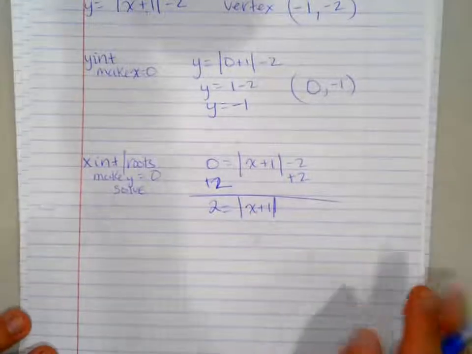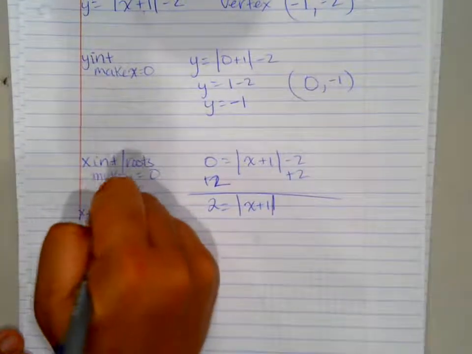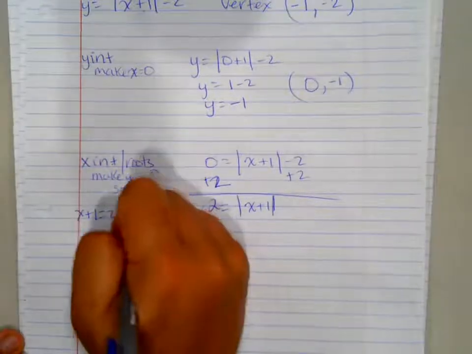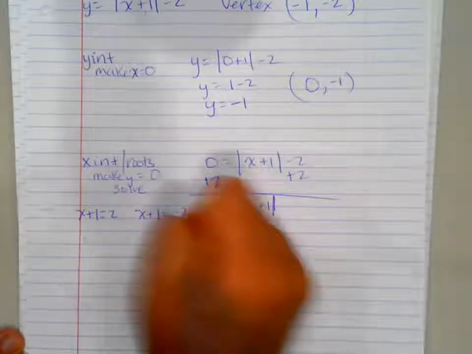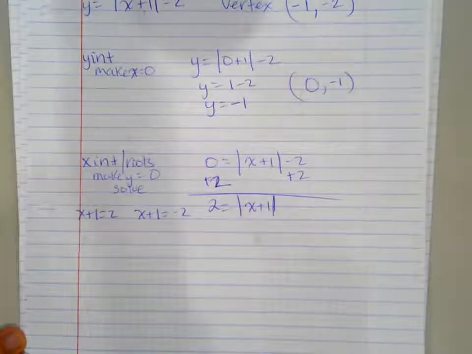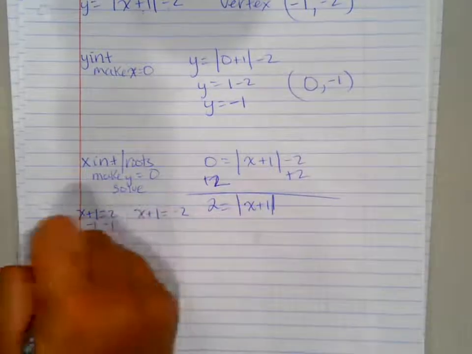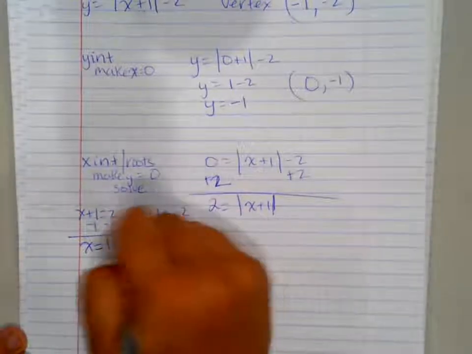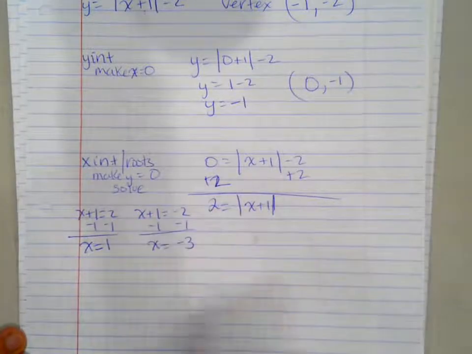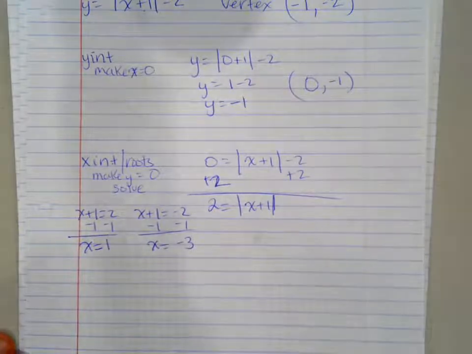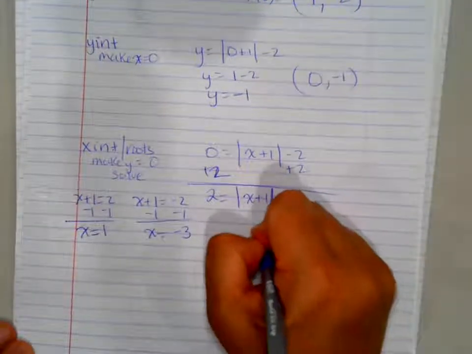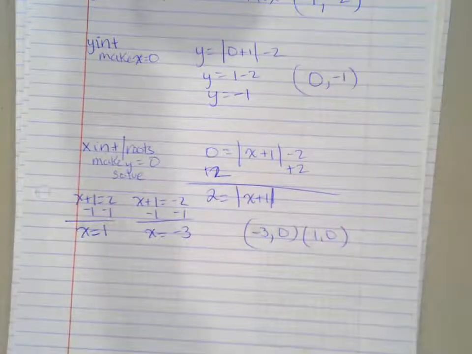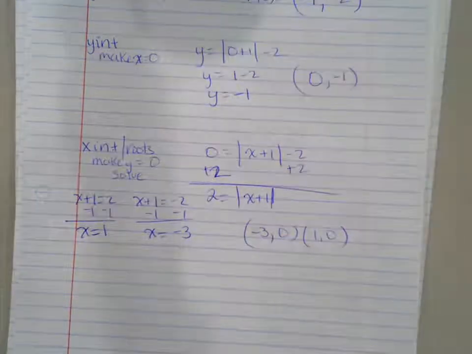Set up your 2 equations. X plus 1 equals 2. Kill that little guy. X plus 1 equals negative 2. Subtract 1, x equals 1. Subtract 1, x equals negative 3. Your x-intercepts are negative 3, 0, and 1, 0. Okay, and let's graph those now. We can put them all on the graph.